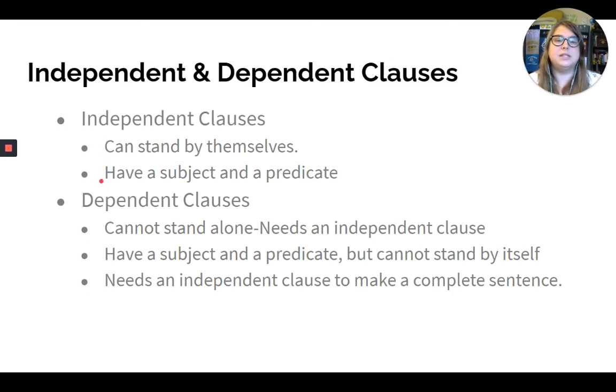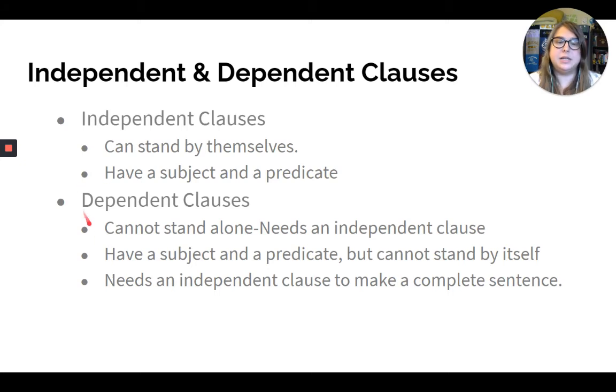So what that means is that if I were to say this sentence out loud, it makes perfect sense and I don't need any more explanation. So from our original sentence, I would say that "I was late for work" is my independent idea. It can stand by itself.